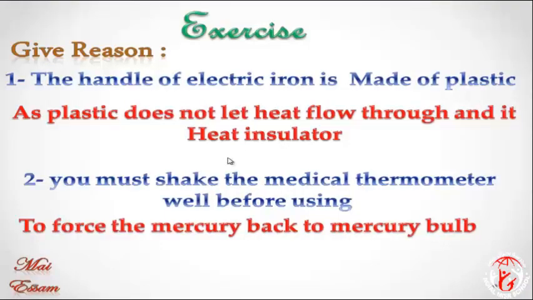Give reason. Number 1. The handle of an electric iron is made of plastic. Answer. As plastic doesn't allow heat to flow through, it is a heat insulator. Number 2. You must check the medical thermometer well before using. Answer. To force the mercury back to the mercury bulb.